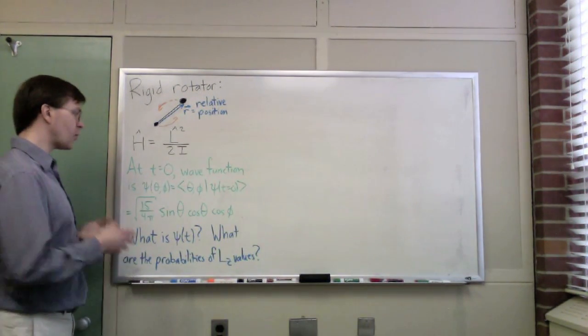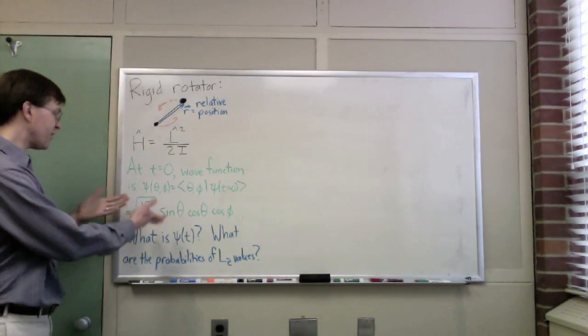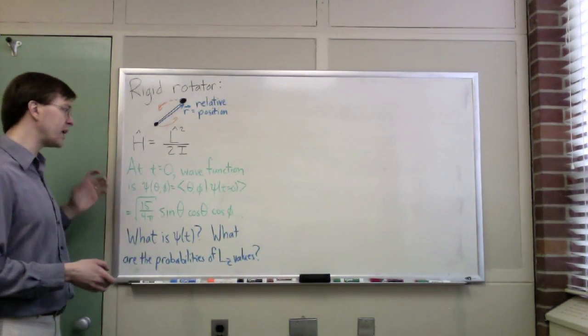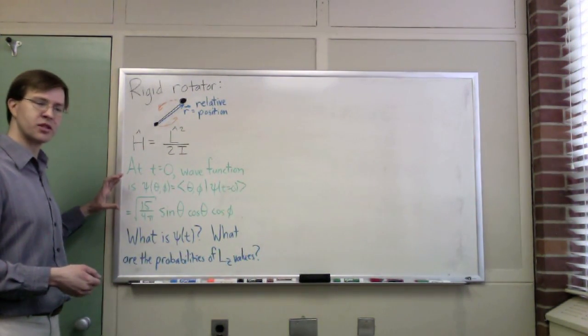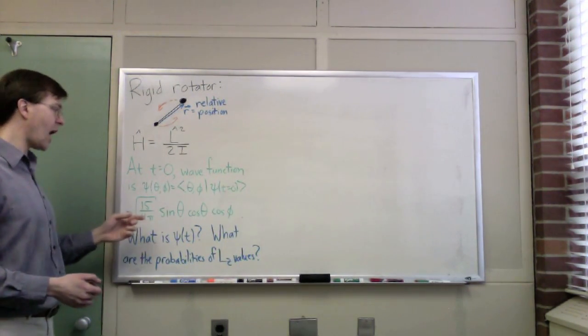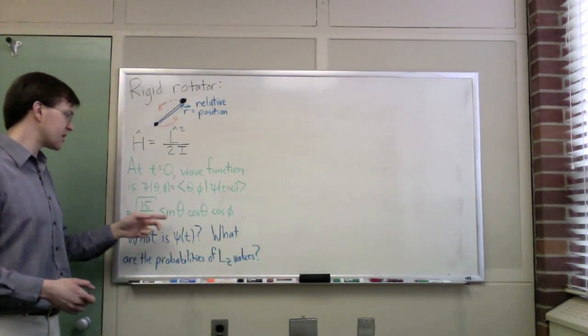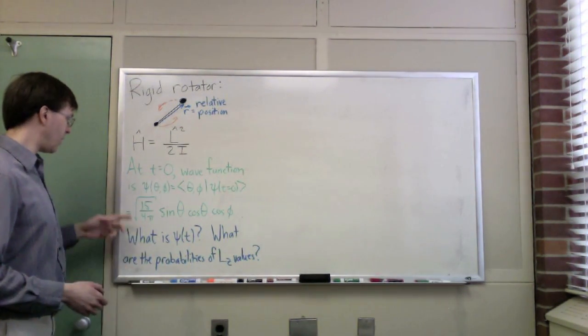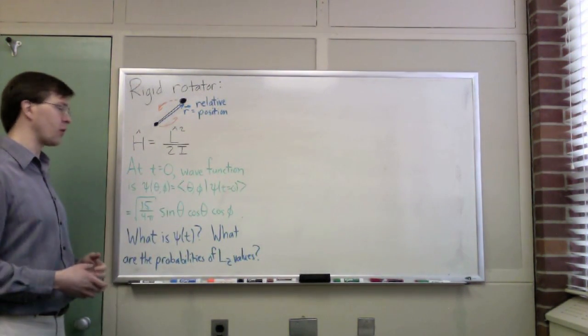So if we want to say what is the angular dependence of this thing, well, I've got a scenario where somehow or other I know the wave function at time equals 0. Specifically, it's the square root of 15 over 4 pi times this bunch of trig functions, sine theta, cosine phi. That's our combination, that's what we've got for our wave function.